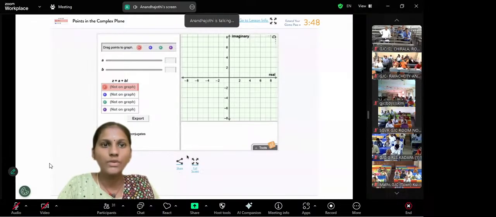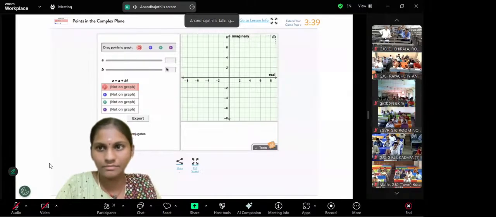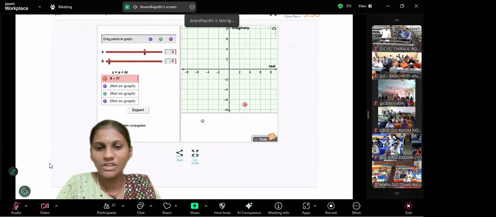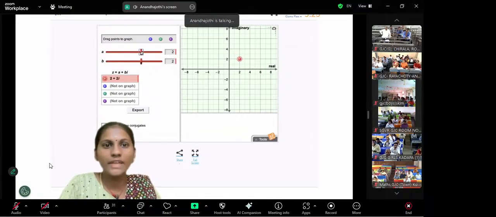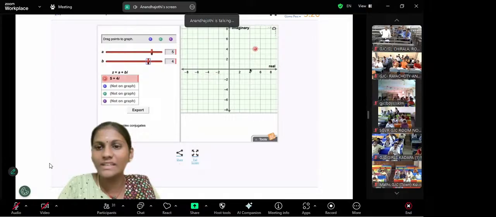Okay. So now you can see the screen. It contains an imaginary part and a real part. So I can type here. I can make a point somewhere in a graph. I'm making it 2. We can vary the A and B points, the real and imaginary points, so that we can place these points anywhere.